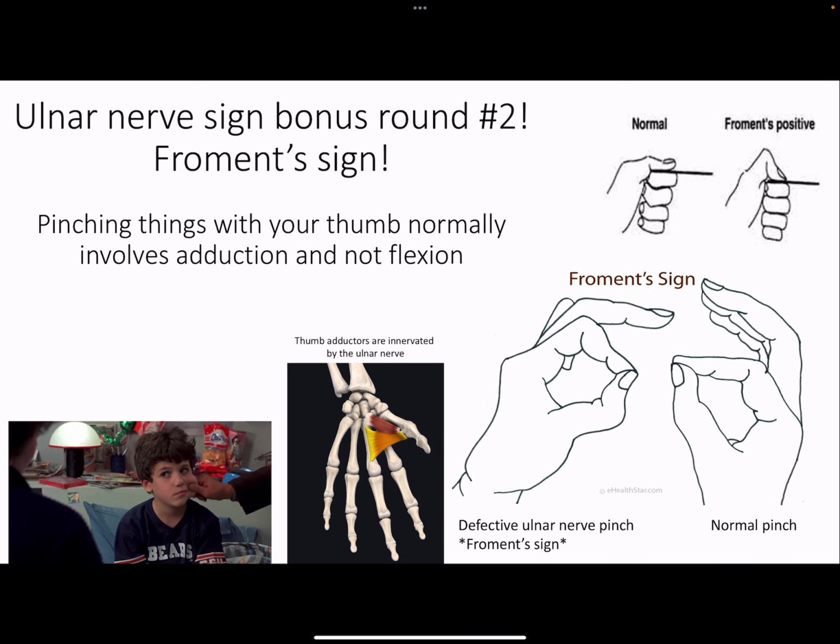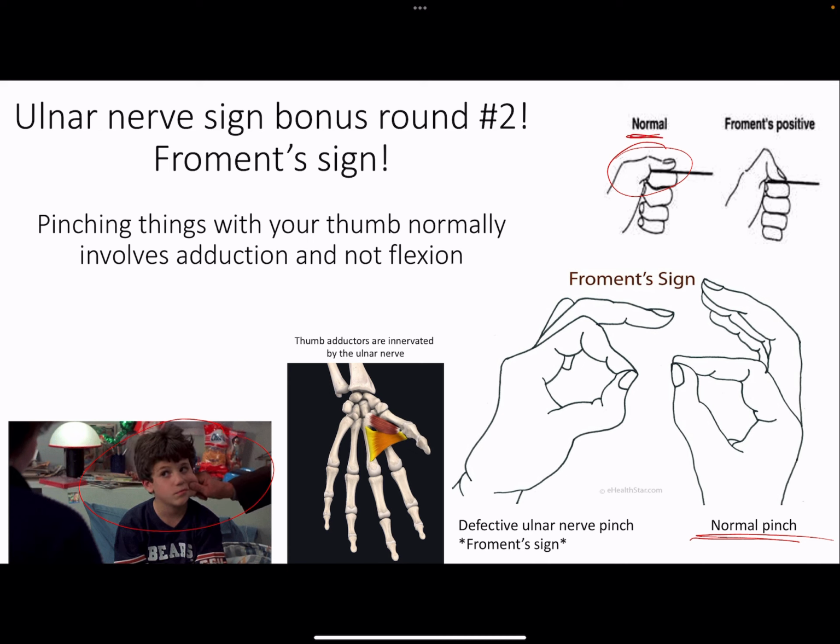Ulnar nerve, second sign. It's called Froment sign. So if you really want to get a good grip on something, usually you just use adduction. I think of it like pinching someone's cheeks: you're adducting your thumb more than you're flexing your thumb. So this would be a normal pinch. And this would be a normal pinch, adduction.